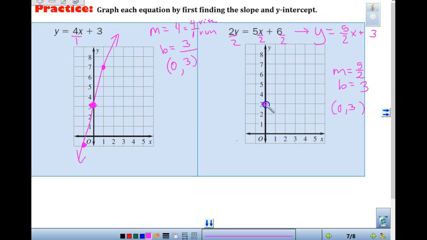Up 3. Carmen, I want to get my slope of 5 over 2. What am I doing from this point? What word do we associate with the top? Rise over run. So tell me what I'm doing from 3. Up 5 over 2. I am only going to get those 2 points on my graph, right?